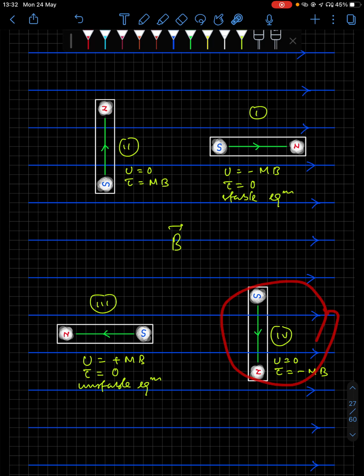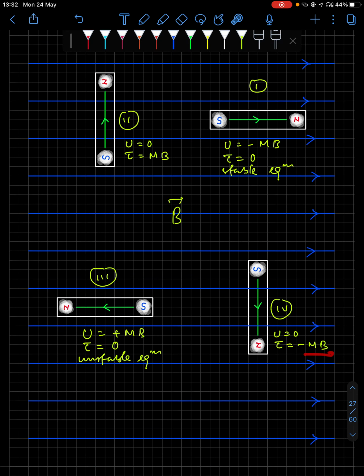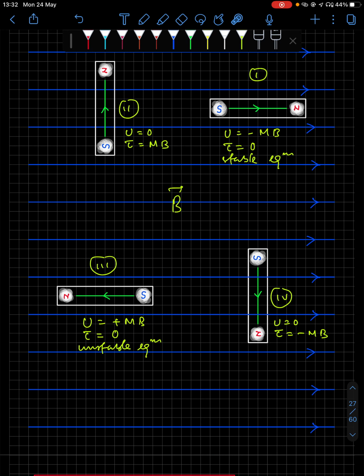Okay, so here theta equals 90 degrees, and here theta equals 270 degrees. For 270 degrees, north has come down, you see. Here north was here, this is 90 degrees, this is 180 degrees, and this is 270 degrees. So here potential energy is 0 and torque is minus MB. So maximum again, but in the opposite direction in comparison to this.